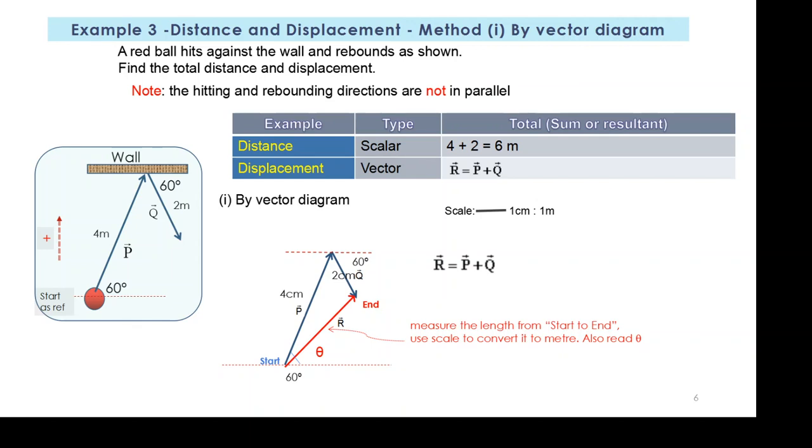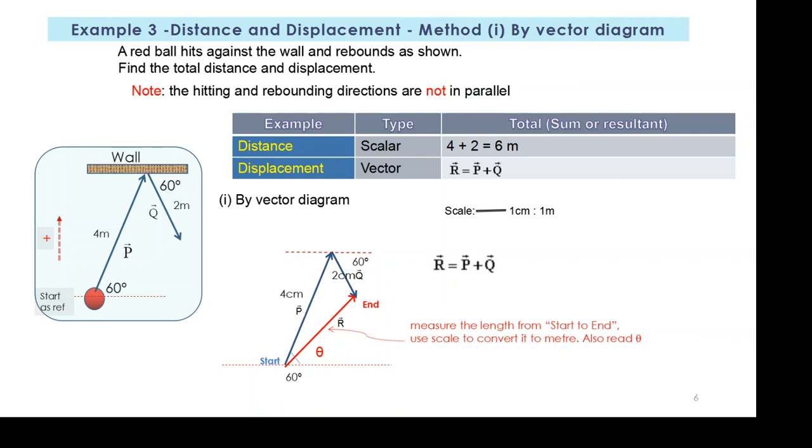Look at the diagram, using P to represent a red ball thrown upwards at an angle of 60 degrees, and using Q as a vector to represent the ball rebounding 2 meters away from the wall. To draw the vectors diagram, you need to learn how to write the vectors equation. We use R to represent the total displacement, or we call it the resultant length.